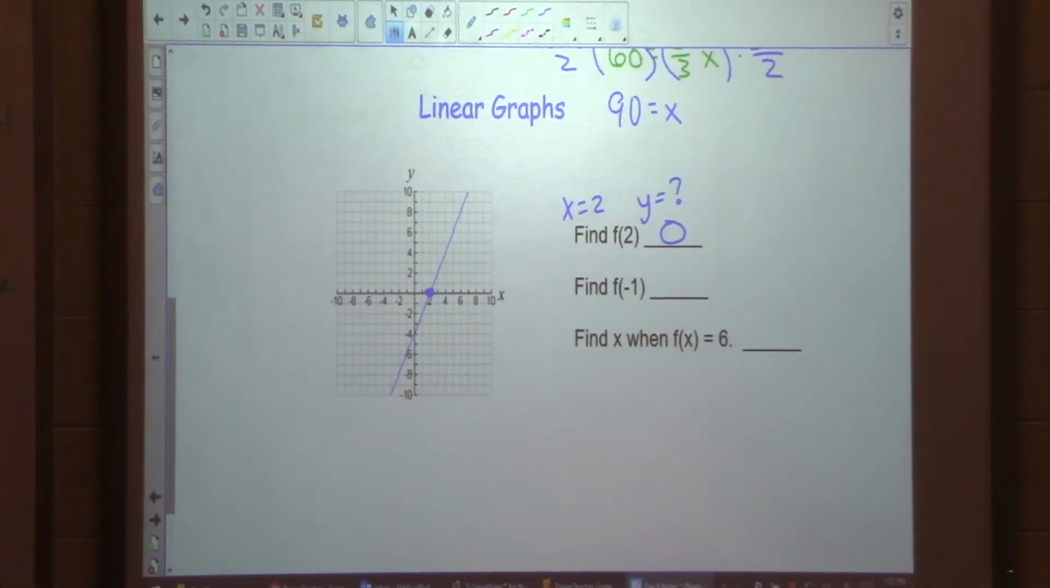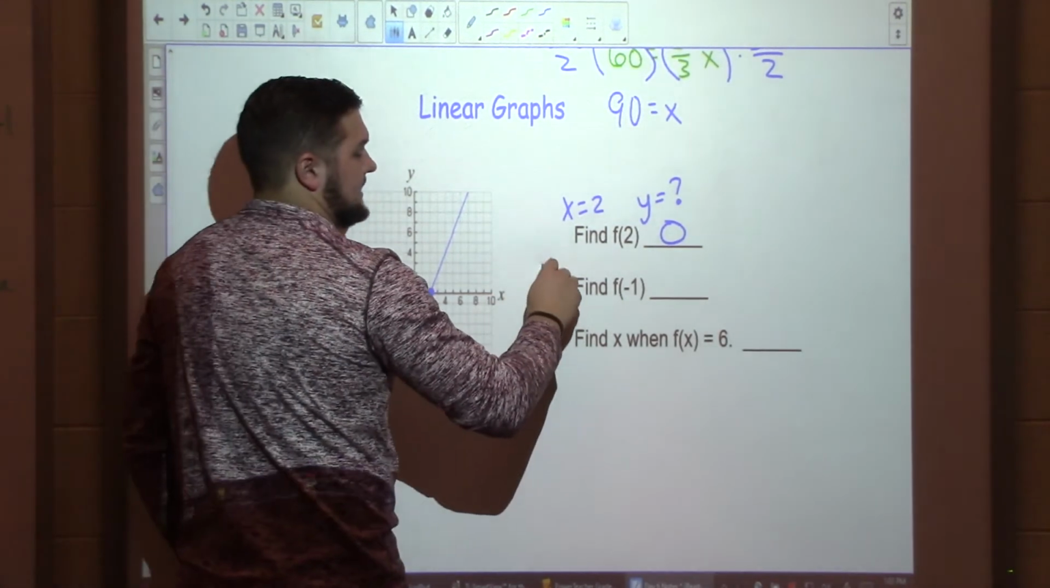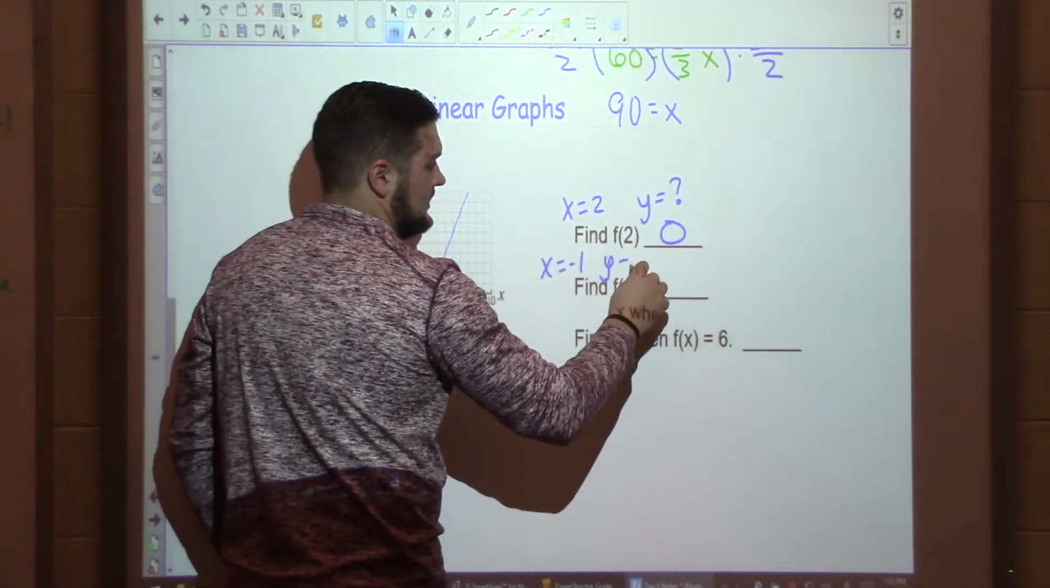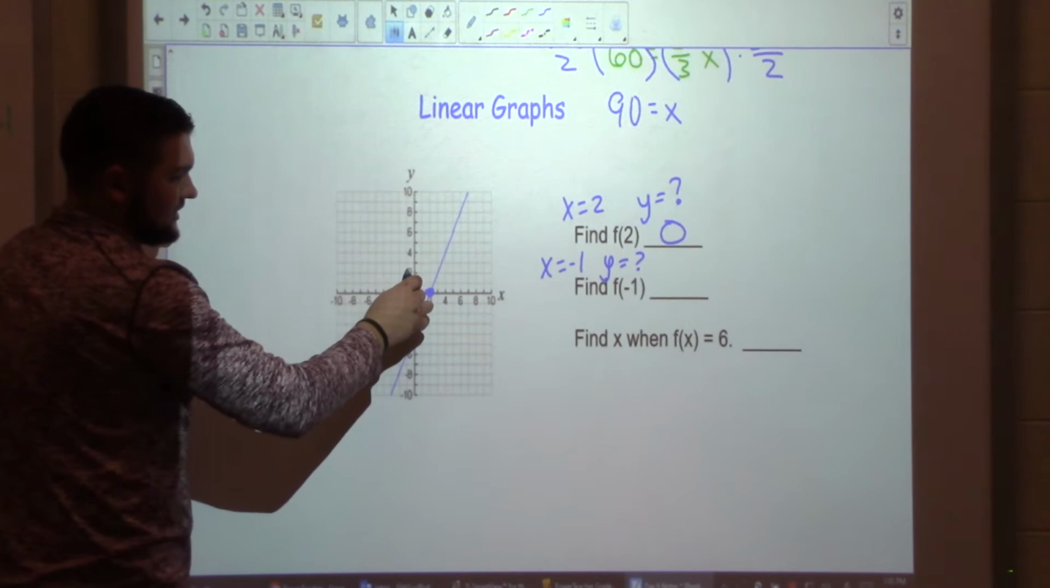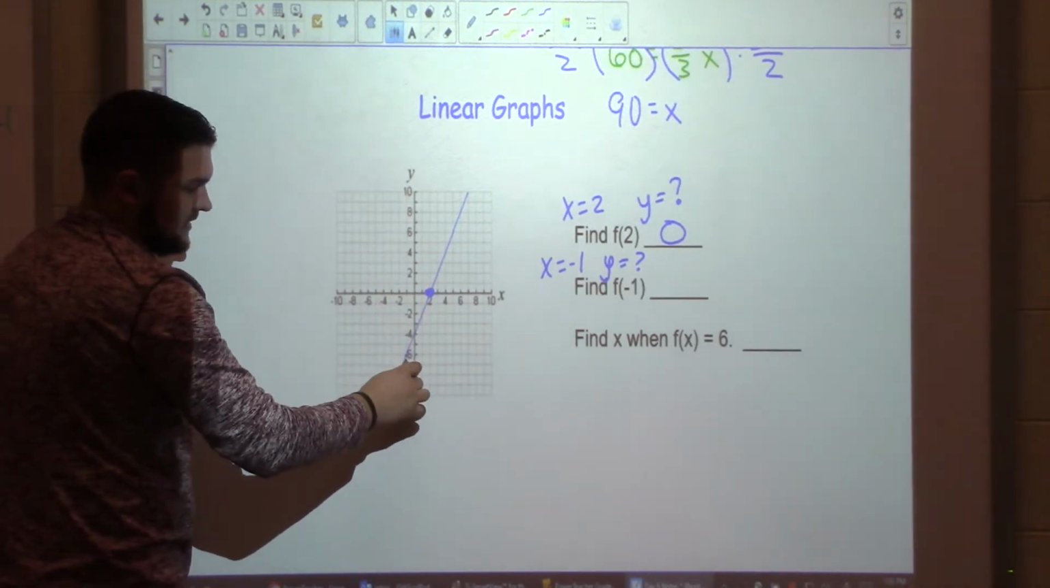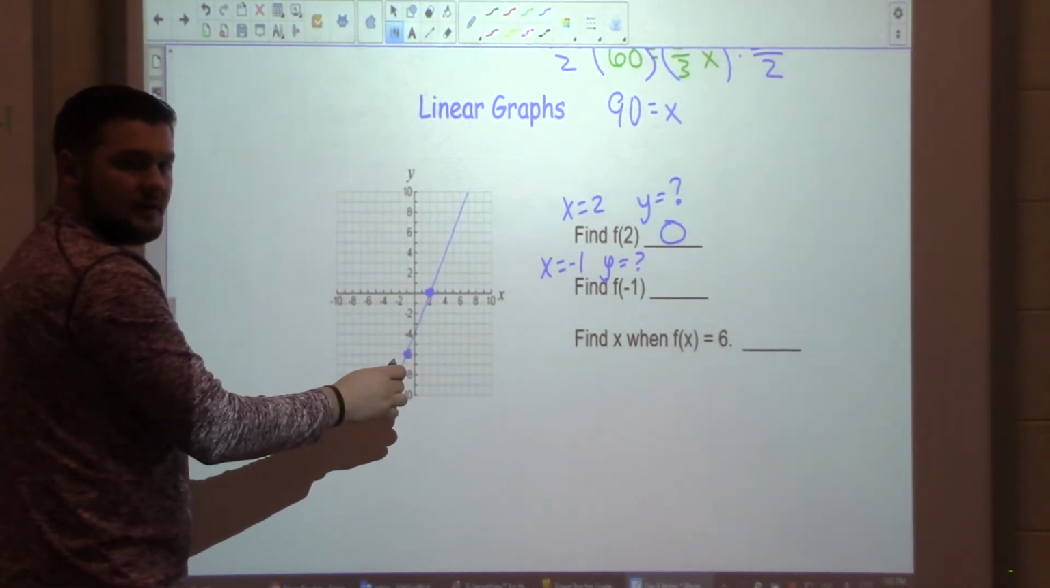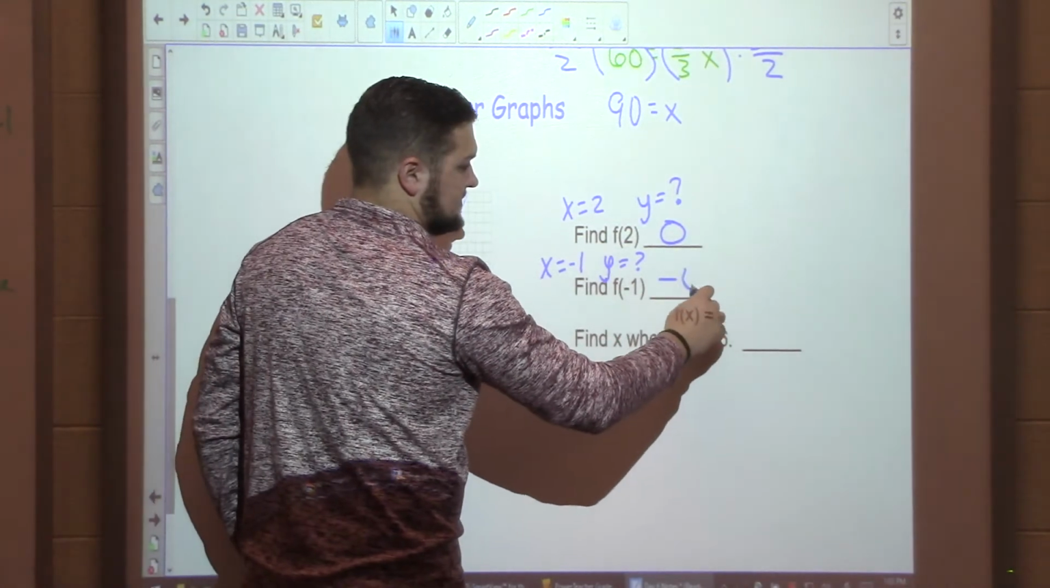Like f of -1, same thing. Where x equals -1, what does y equal? Well, at -1 I look, where does it cross my graph? Down here. What's the y value there? -6.